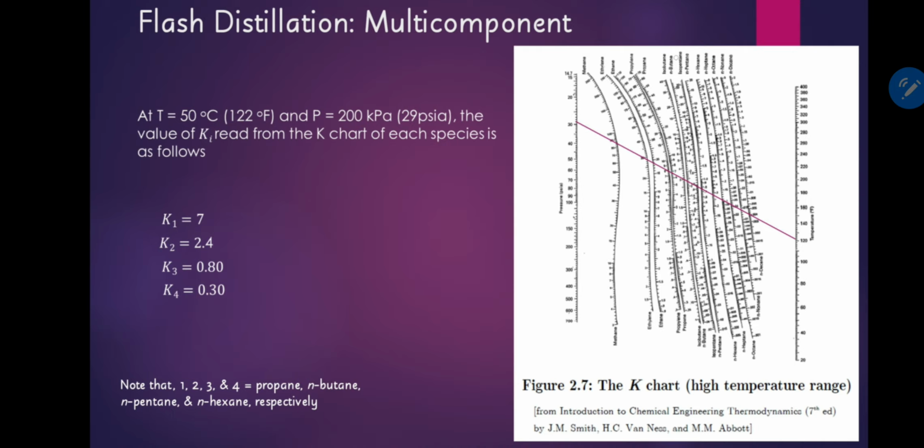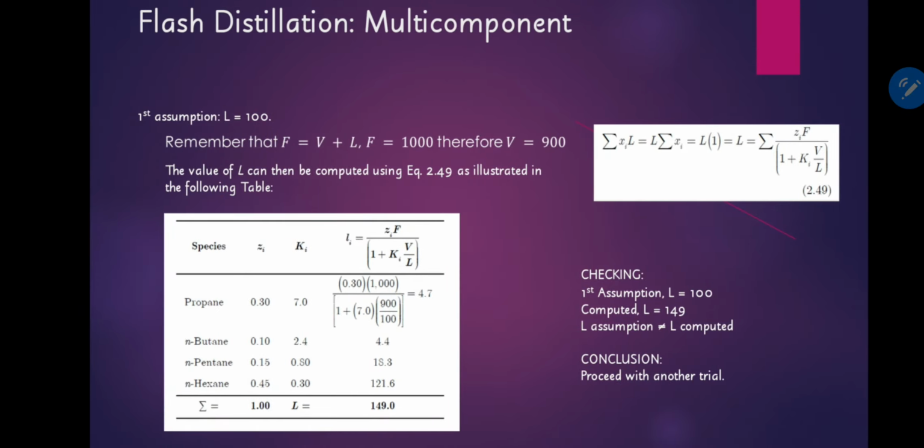For N-butane, you look for that, and that is your point. That is 2.4. Followed by N-pentane, which is very small. That would be your point, and you get K equal to 0.8. And lastly, for N-hexane, that is your point. That would be 0.30. So the first thing you need to solve is to look for K, followed by your assumptions.